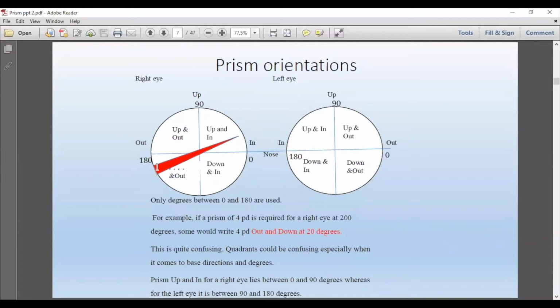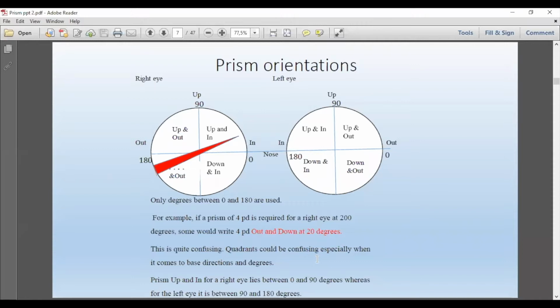Okay. Well, let's say some practitioners will still use the old way by saying 4 prism, out and down at 20. But now this can be a bit confusing, especially when you're talking about the 20 degrees. I'm not sure how many practitioners you are listening here do it this way, but I know the old school, when I first started, this is how they used to write it. And if they wanted their prism, let's say, for example, at 20 degrees, then that's easy. It says up and in at 20, for example. So this can be quite confusing.